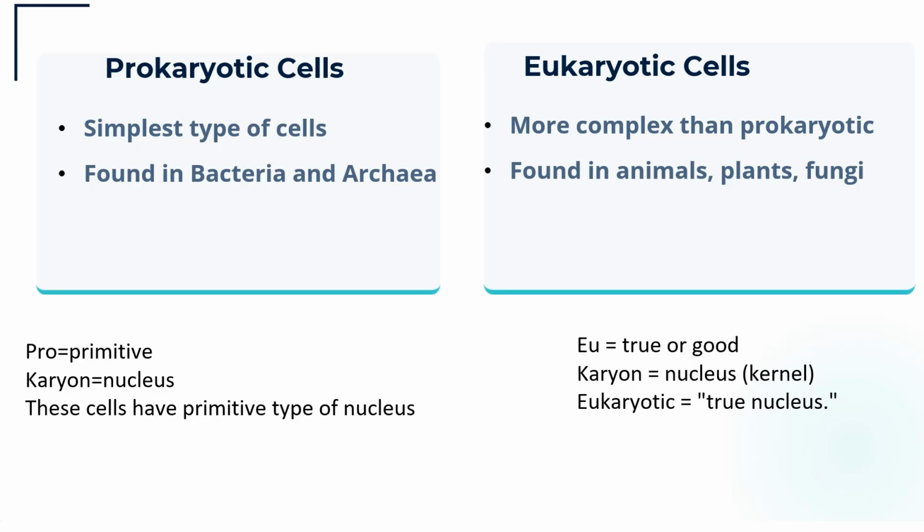Here the pro means primitive or before, karyon means the nucleus. That means primitive nucleus. So these cells have a primitive type of nucleus for the prokaryotic cells. In eukaryotic, Eu means true or good, karyon means the nucleus. So eukaryotic means true nucleus.